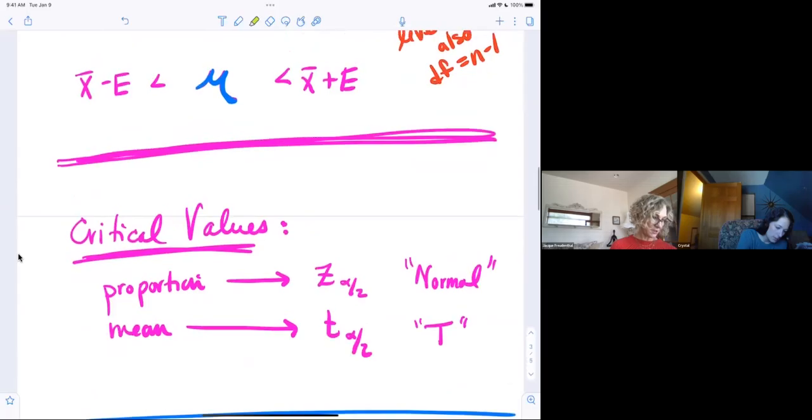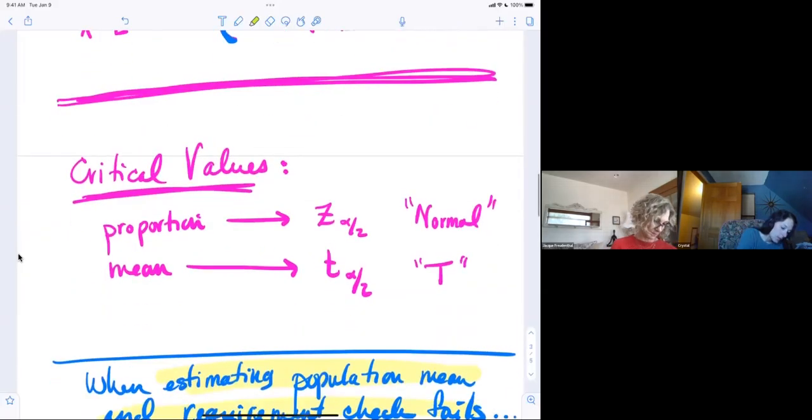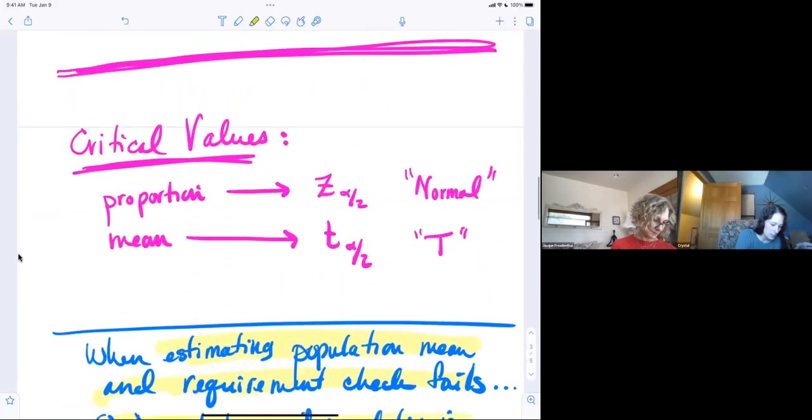So as I mentioned, your critical values for proportion, you have a Z critical value, which you use the normal. And for your critical value for mean, we use T sub alpha over 2, which is your T distribution. A couple more things and then we'll get into the problems.